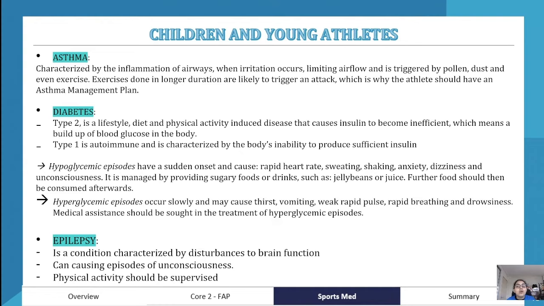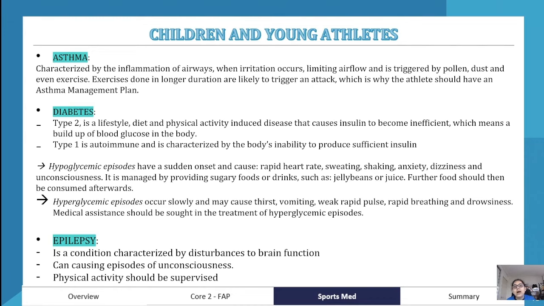So if you get a question like, describe how a coach should manage an athlete with asthma, it's a 3-marker. You will give me what the condition is, right? You'll explain it. You will tell me that it needs to be managed by an asthma management plan. The athlete should have a puffer on them that they're able to use, and the coach should know what to do. That will help you get 2 marks.